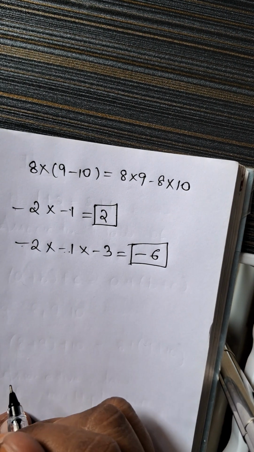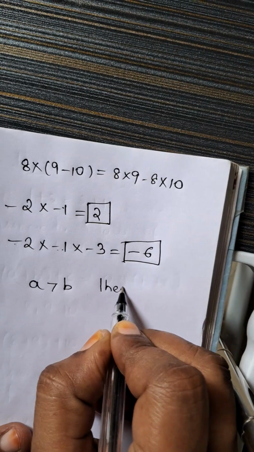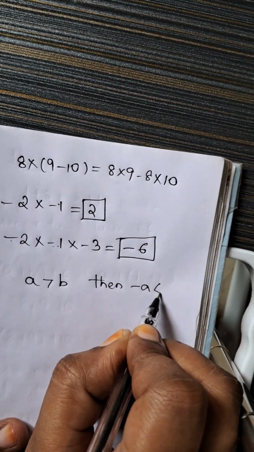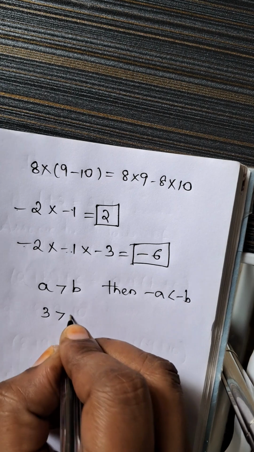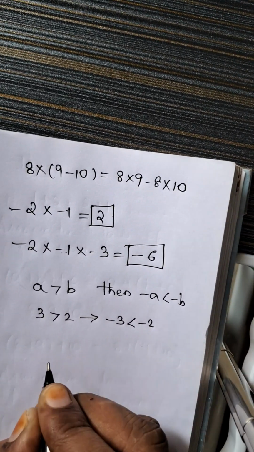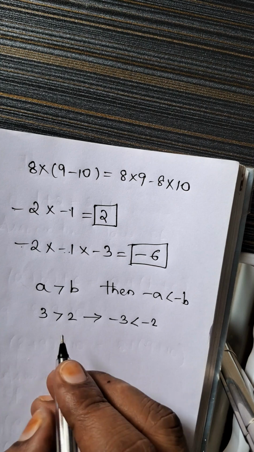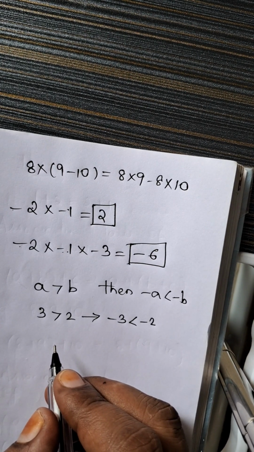If A and B are two integers such that A is greater than B, then minus A will be less than minus B. For example, 3 is greater than 2, but minus 3 will be less than minus 2. Right? Next, to add two integers of the same sign, add them and keep the sign of the greater number.